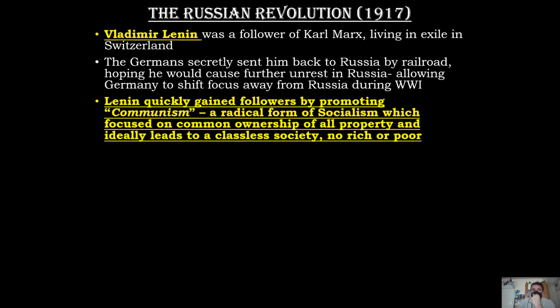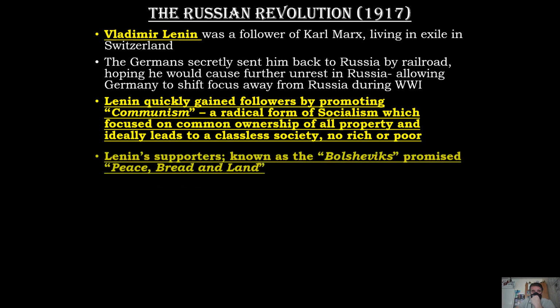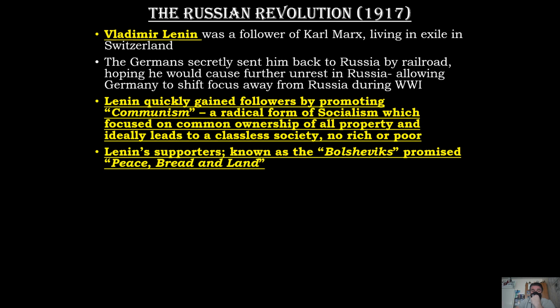Lenin comes back and quickly gains followers by promoting communism, a radical form of socialism which focused on common ownership of all property and, ideally, an emphasis on leading to a classless society. No rich or poor, which we had already said would be very appealing to a population that historically had been very poor. Lenin's supporters, known as the Bolsheviks, that's a really important term to know, Bolsheviks. They're the ones that kind of usher in communism to Russia. They had kind of like a campaign promise almost.